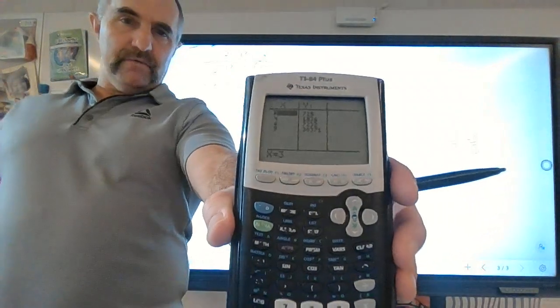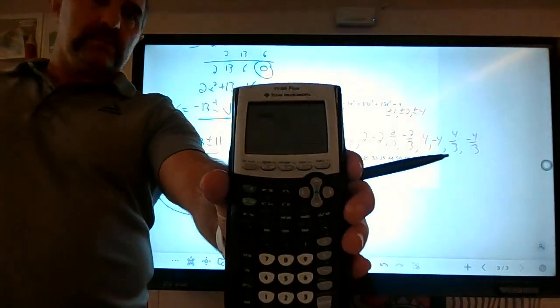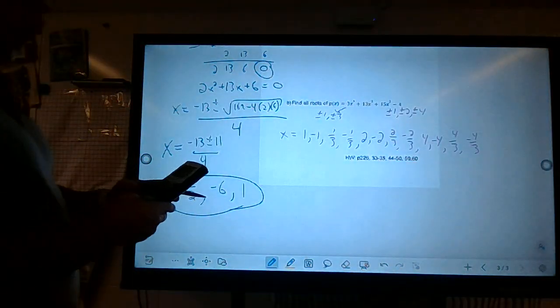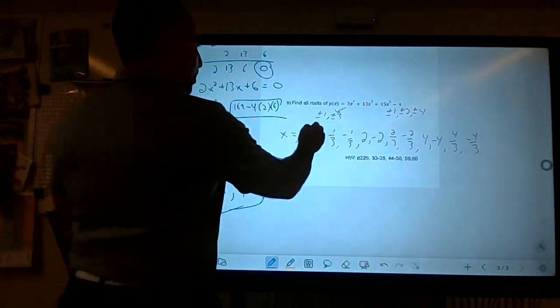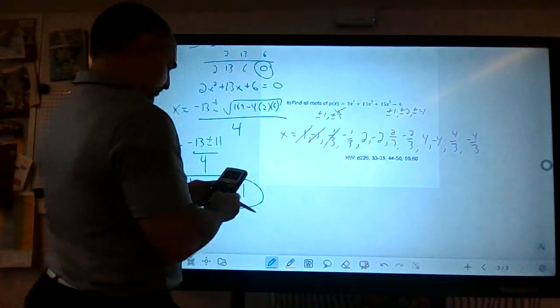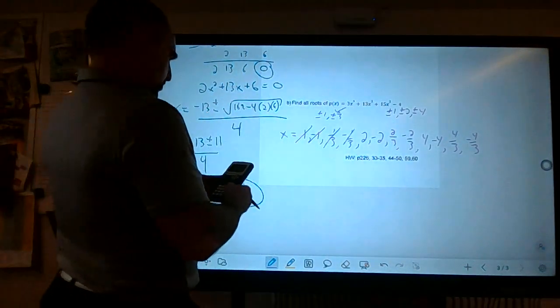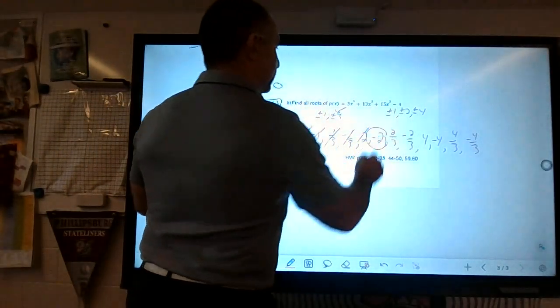And now I have a table of values. Now what I'm going to do is enter these numbers in, and I'm looking at that y1. I'm looking to get a 0. 1 spits out a 27. That's no good. -1 spits out a 1. That's no good. 1/3 spits out a decimal. Negative 1/3, decimal. 2, nothing. Negative 2, aha, finally found one.